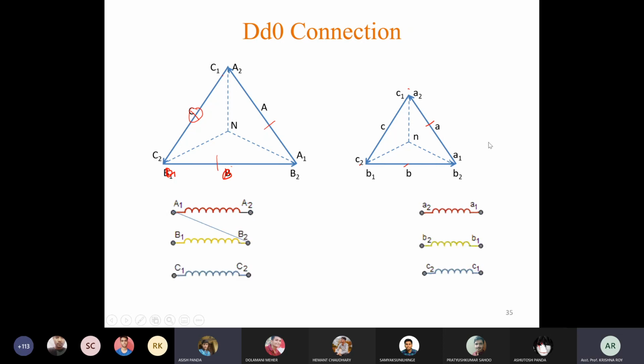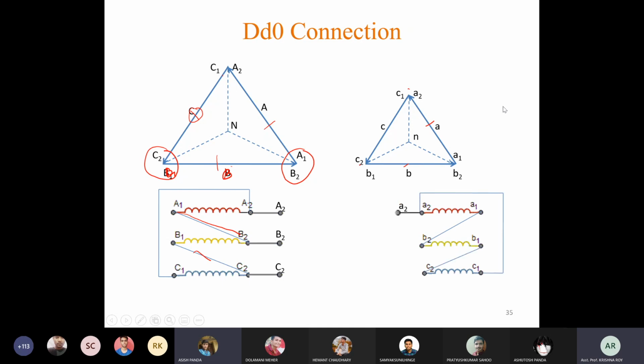So here A1, B2, this connection, B1, C2, this vertex, and next C1, A2, this connection, and these are the input terminals for high voltage side. Similarly, we will have low voltage side connection and the output terminals.